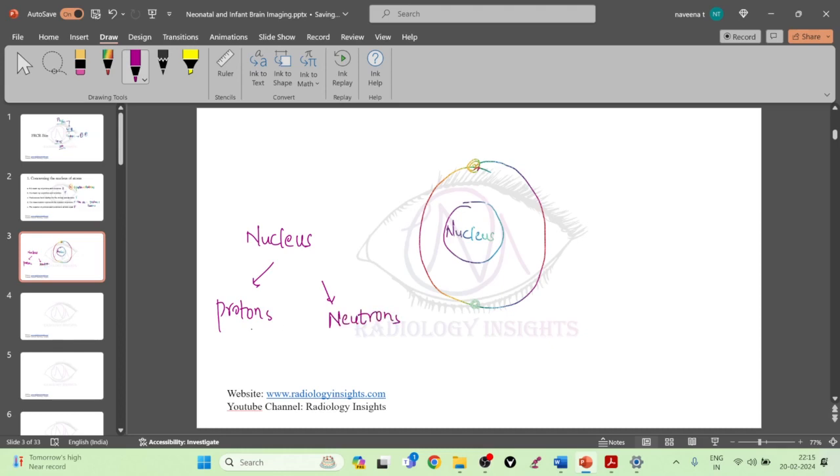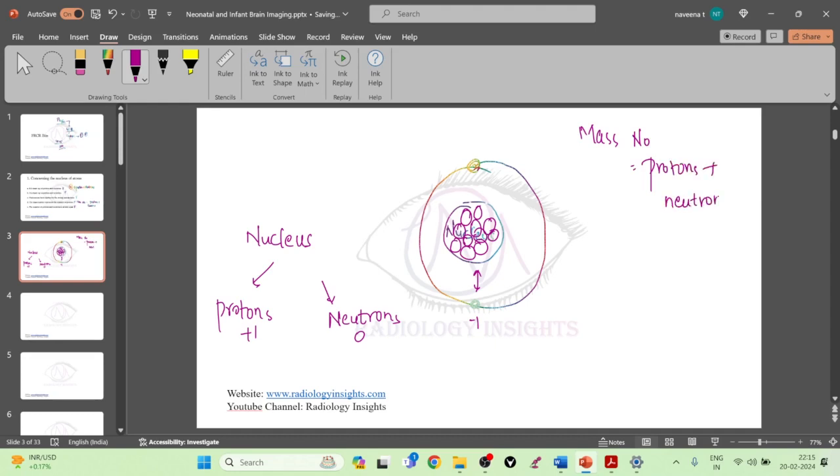Protons have a charge of +1, neutrons have a charge of 0, and electrons have a charge of -1. There will be a strong force present between the nucleus and the electrons, and there will also be a strong force between the protons and neutrons, which binds the protons and neutrons together. Then what is mass number? Mass number is equal to protons plus neutrons together.